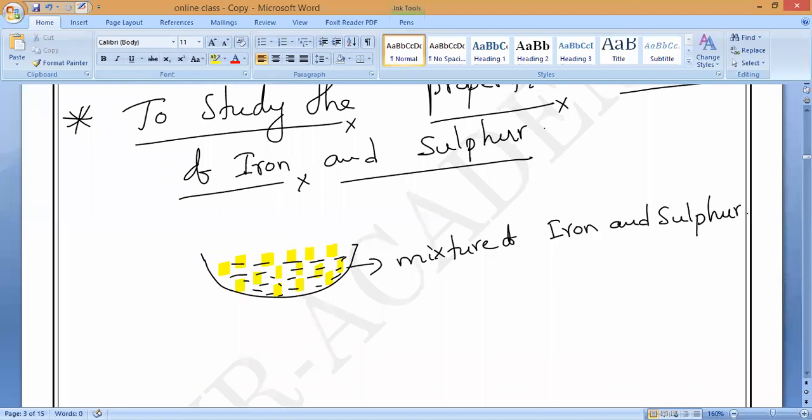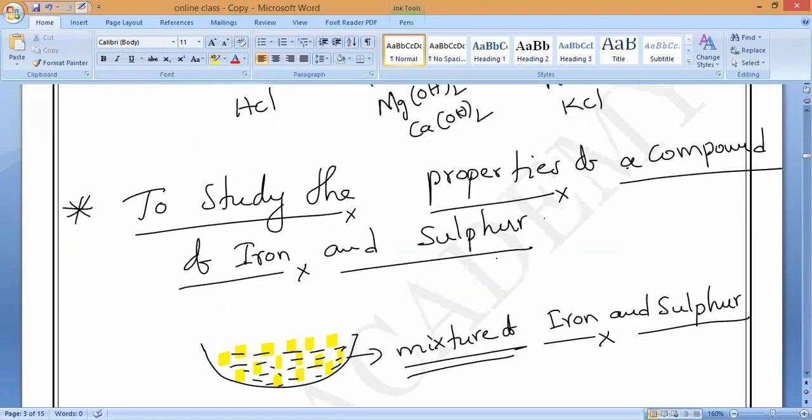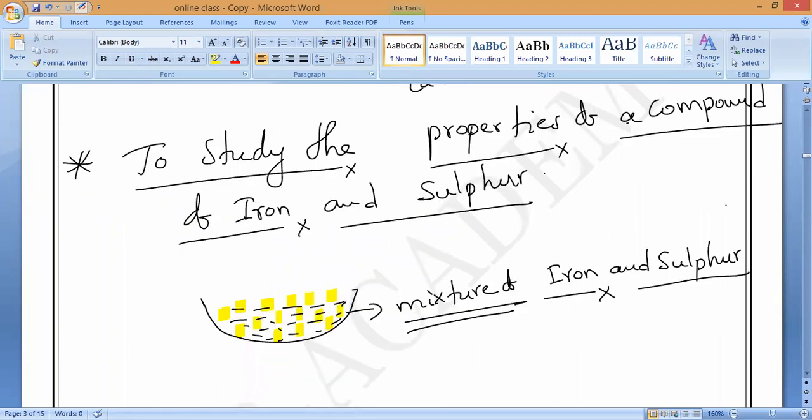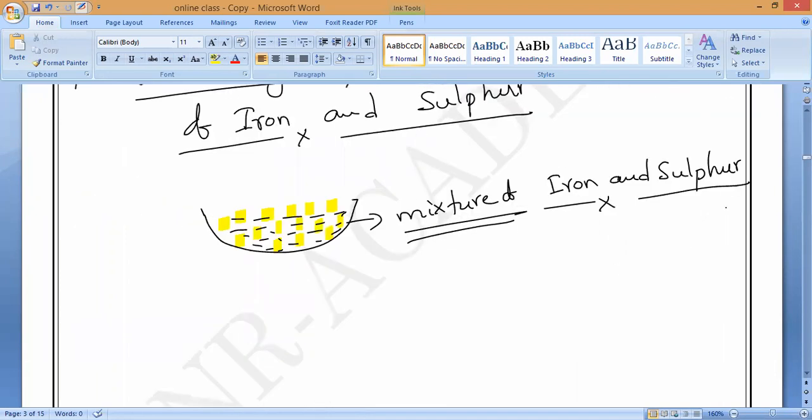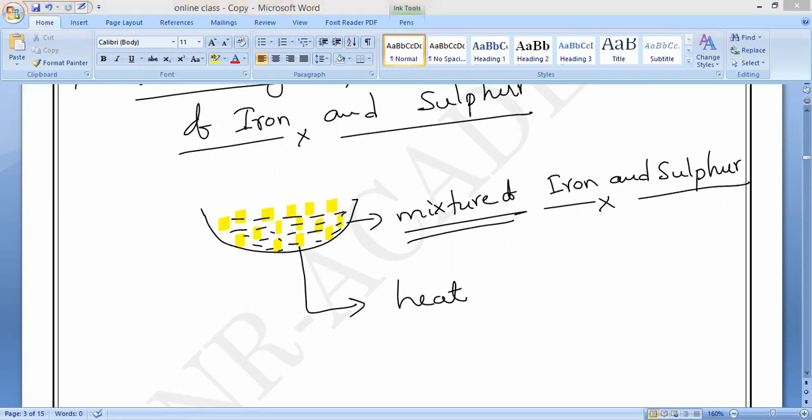Now, but today we are going to study our compound or mixture? The mixture is already over; last class we have studied. Now we want the properties of the compound. How do you make a compound of sulfur and iron? You can heat the mixture. If you heat the mixture of iron and sulfur, do you all understand?